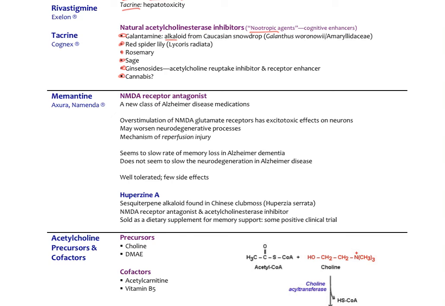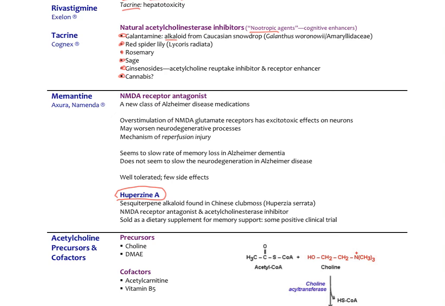There is a natural equivalent here, and that is known as huperzine A. This is a type of alkaloid found in Chinese club moss, Huperzia serrata. And this is an NMDA receptor antagonist and acetylcholinesterase inhibitor, so it does both. And it actually has a few clinical trials that have shown benefits on cognition and memory, and it's sold over the counter as a dietary supplement. So a lot of these supplements for cognition and so forth often have huperzine A in there.